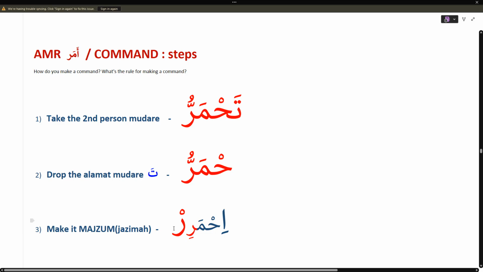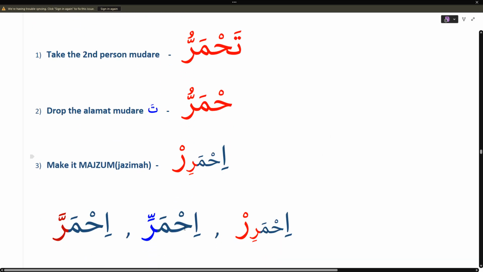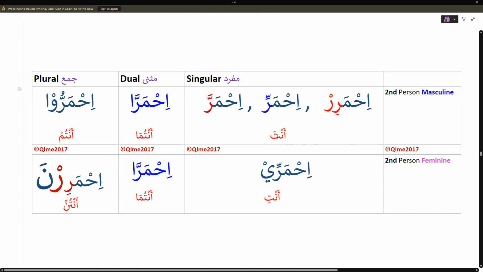So what do you do? You make the mudari majzoom and then you put the hamzatul wasl. So it becomes ihmarir. Okay, and since this is form 9, there are three commands for second person masculine singular anta. It's going to be ihmarra, ihmarri, or ihmarir. So we have the chart here for anta, second person masculine singular: ihmarra, ihmarri, ihmarir. And antuma, it's going to be ihmarra. And antum is ihmarru. Anti is ihmarri, ihmarra, and antunna is ihmarirna.